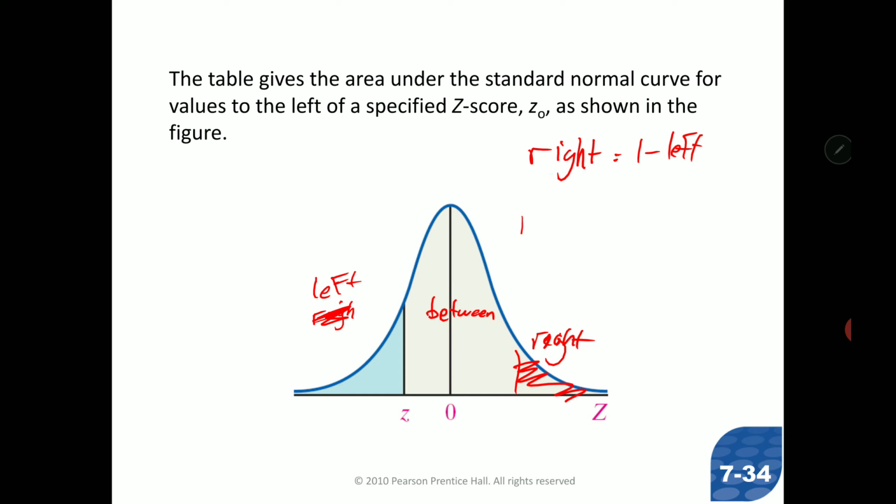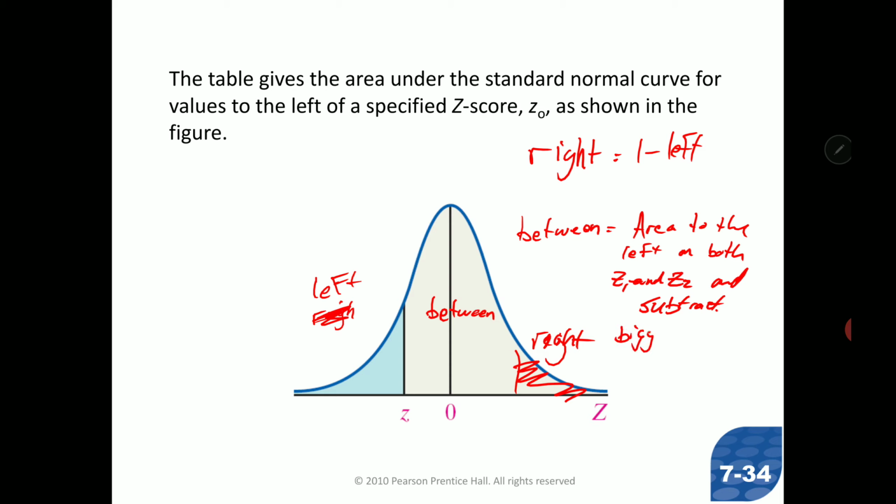Between, it's back when we had 2 z-scores. Basically what you're going to do is find the area to the left on both z-scores, we'll say Z1 and Z2, and subtract. Since probability must be positive, it's going to be bigger minus smaller.